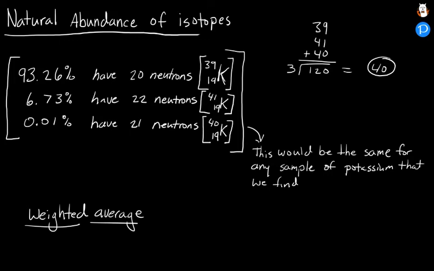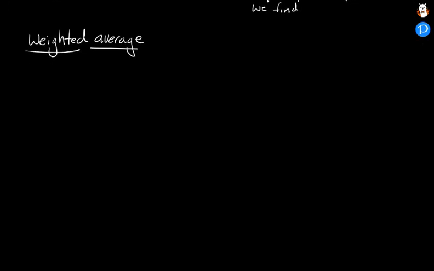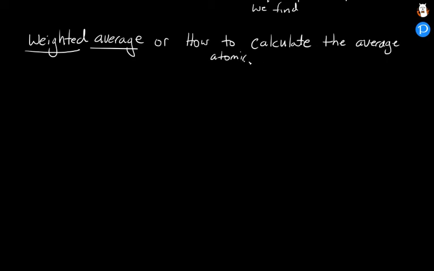And so the way that we would find the weighted average, again, we're just going to assign a weight to these different masses. So here's how we would do this. So weighted average, or I'm going to label this, how to calculate the average atomic mass. So let's say I wanted to calculate the average atomic mass for potassium, okay?